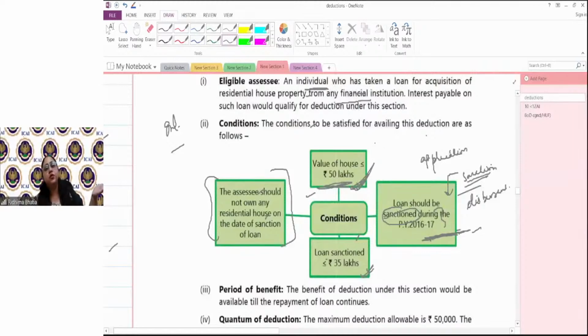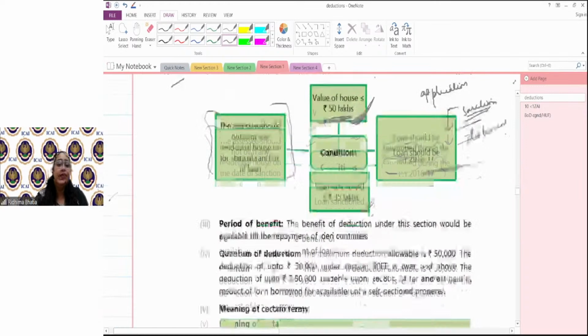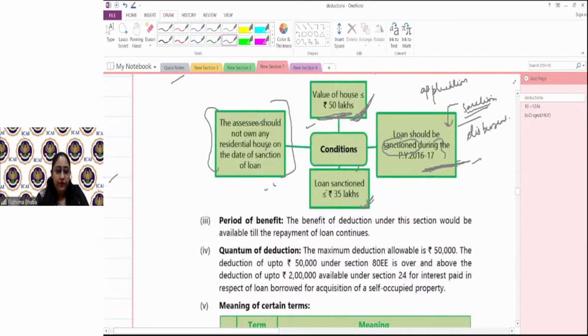Value of house crossed 50 lakhs, 80EE not eligible. Assessee already has a house, 80EE not eligible. Loan was sanctioned before 2016, 80EE not eligible. Loan sanctioned after 2017, 80EE not eligible. Yes, whatever loan is going on since that time, you would be paying its interest, and you have to claim that as a deduction. And this deduction, guys, is an additional deduction of 50,000.